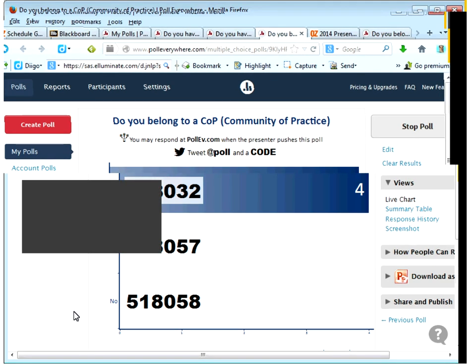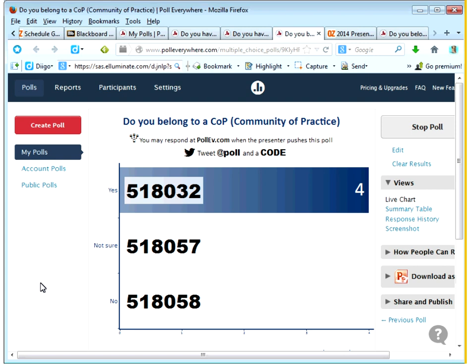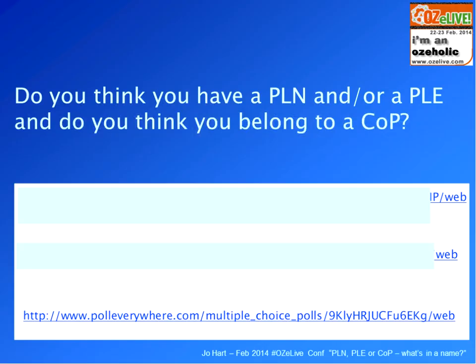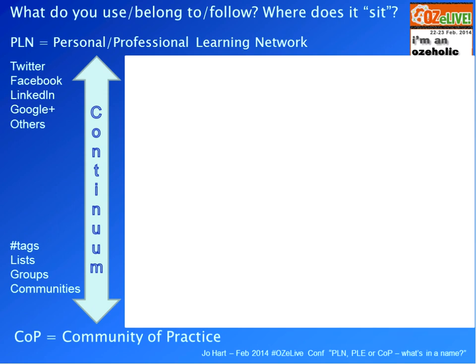Okay, so belonging to a community of practice. This is the one where I thought I might actually get quite a few not sure's, but obviously not. Okay, so let's get back to the whiteboard. Now it's your turn. On the whiteboard, please, what do you use, belong to, follow? Where does it sit? Again, remember to please use the single capital A because it gives you a better thing on the screen. Okay, I'm going to put some of mine down.